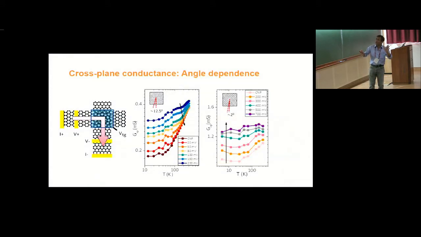Typically, the electronic conductance as a function of temperature and gate voltage. So this is the experimental geometry. We have two layers, and we send the current from one layer to the other. You can see if the angle is large, you have a very different behavior than when the angle is small. This is 12 degrees, this is 2 degrees.